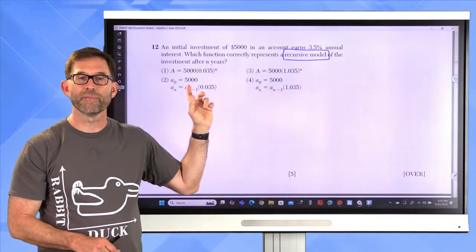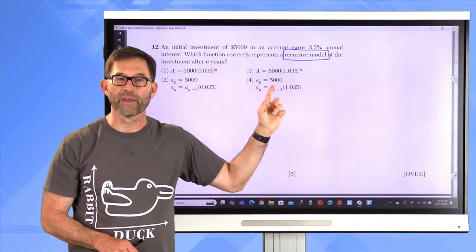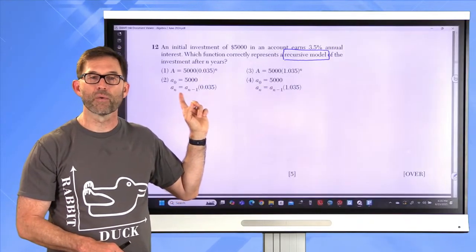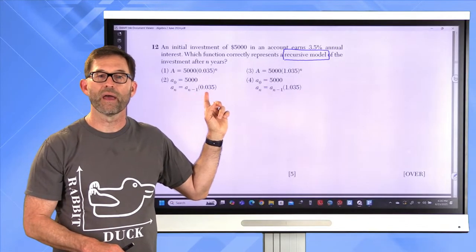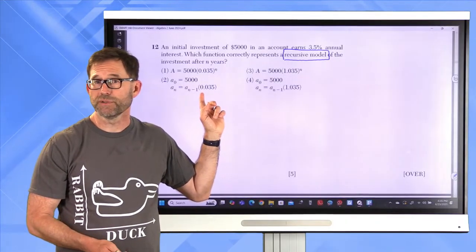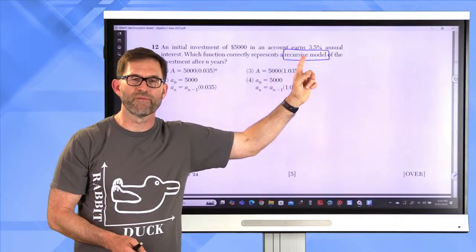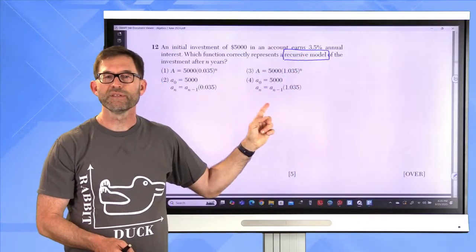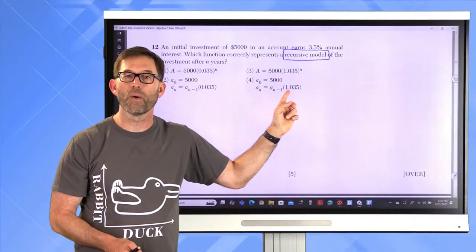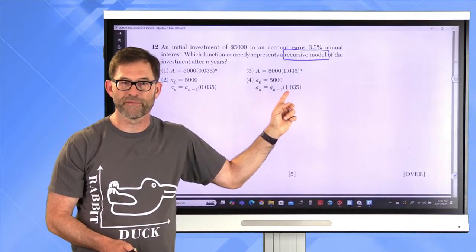Now in both of them, we have this original value of 5,000. This one says then every year we take the previous year's amount and multiply by 0.035, which seems decent because it's 3.5% annual interest. This one says for every year we take what we had the previous year and multiply it by 1.035.